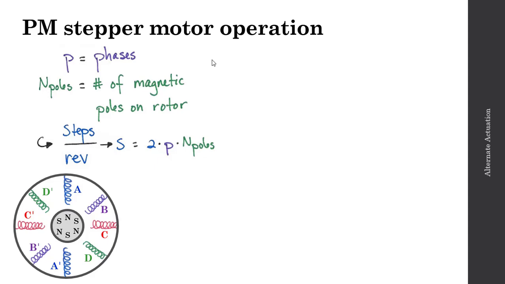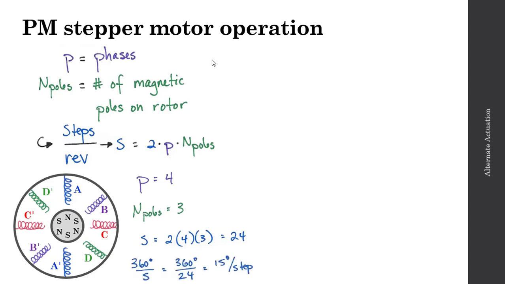This motor has 8 total stator coils arranged in 4 stator coil pairs. As a result, this motor has 4 phases, so P is equal to 4, as well as 3 different pairs of poles on the rotor, so N poles is equal to 3. Thus, the total number of steps for this motor will be equal to 2 times P times N poles, which will be equal to 24 steps. In terms of number of degrees that the rotor is rotating per step, that's equal to 360 degrees divided by S, or 15 degrees per step.